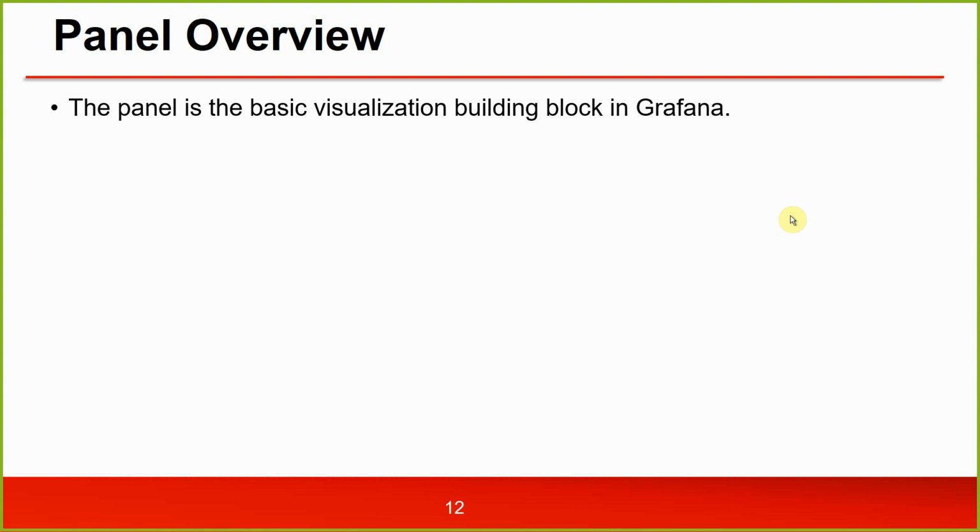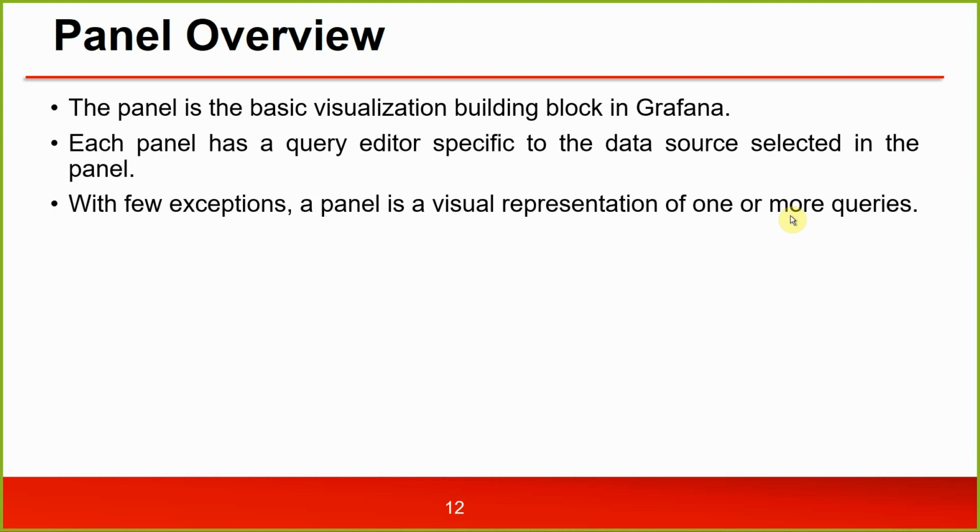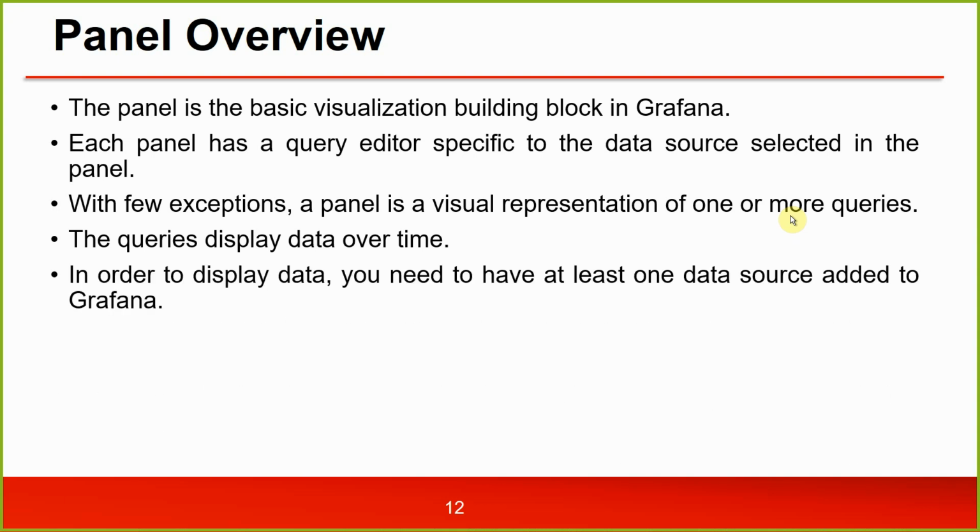Panel. Panel is the basic visualization building block in Grafana. Each panel has a query editor specific to the data source selected in the panel. With few exceptions, a panel is a visual representation of one or more queries. The queries display data over time. In order to display data, you need to have at least one data source added to Grafana.